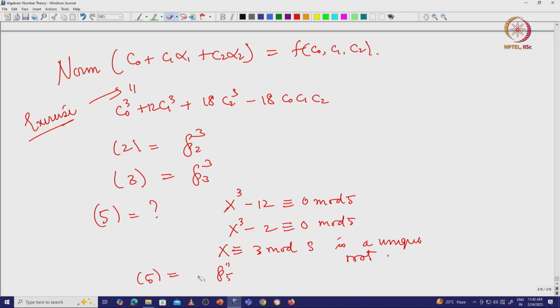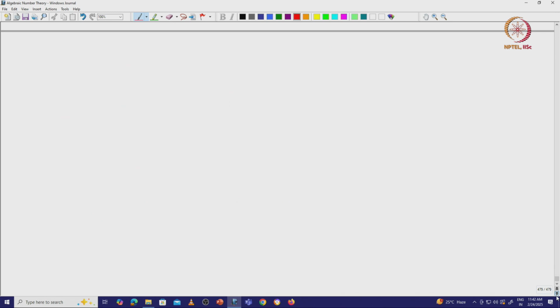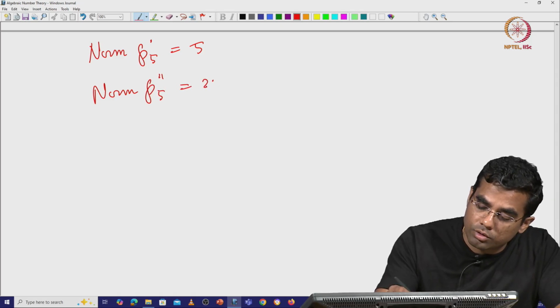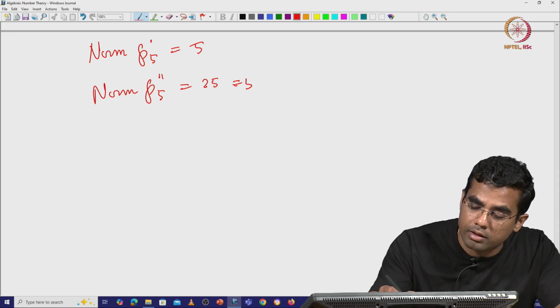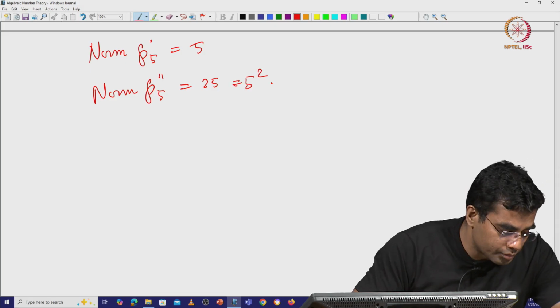Sorry, let me be a little bit neater here. So, this is P5 prime and P5 double prime. So, 5 is of course not ramified because it does not divide the discriminant, but it splits into 2 primes, and one of those primes has residue degree 1 and the other of those primes has residue degree 2. So, the norm turns out to be 25 or 5 squared, right, because the residue degree is 2.